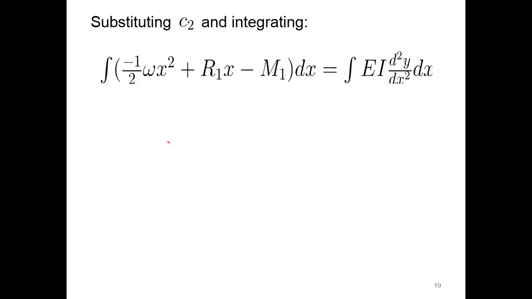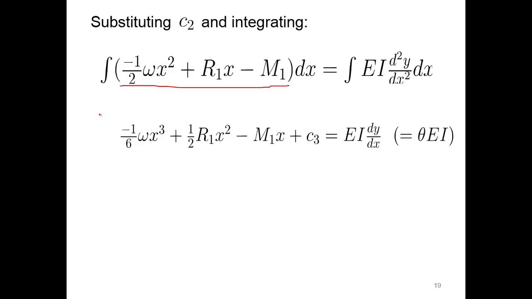All right, very good. Let's keep going. We substitute the equation we just came up with and integrate that with respect to x. Now we have a C3 we need to solve for, but look here: that is our theta, or angle, times EI. Our angle is 0 at x equals 0, so we can substitute for that and solve. C3 is equal to 0.